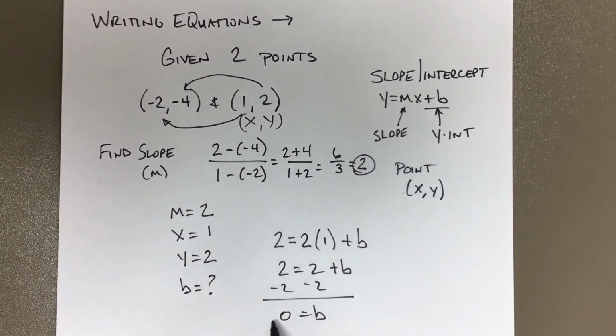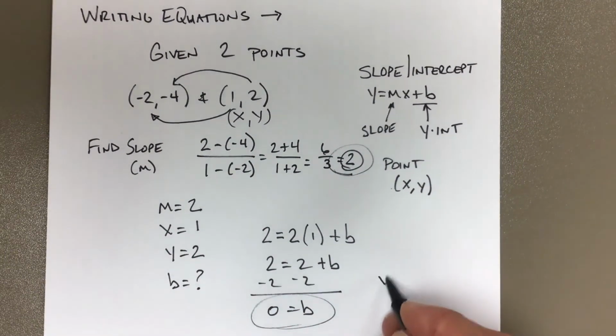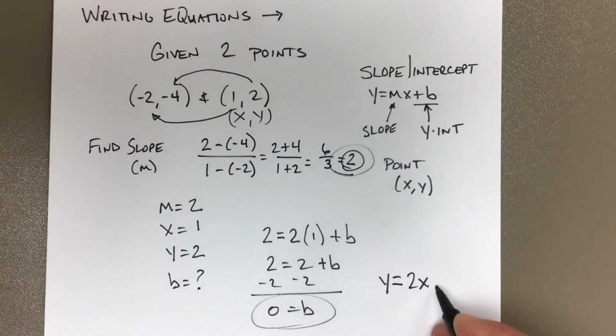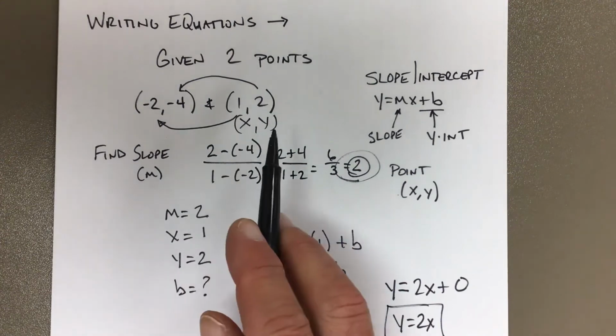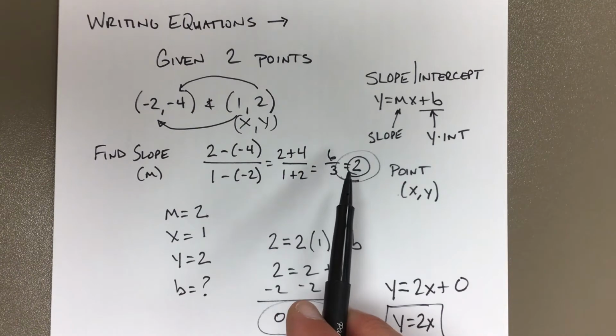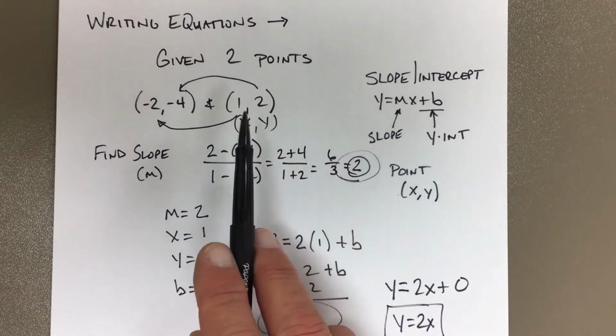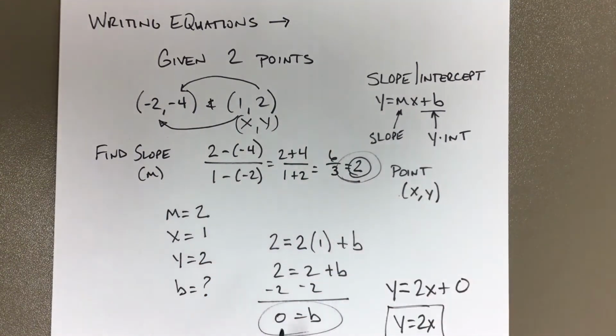So we have the b, and we have the m. So now we can write our equation. y is equal to 2x plus 0, or y is equal to 2x. That's our equation. So given 2 points, you have to first find the slope, then use one of the points, either one of these points, plug it into this equation, find your b, and then put it together. All right? So given 2 points, that's what we're looking for, right?